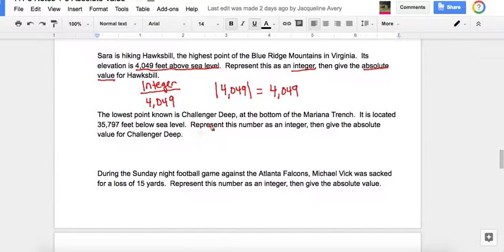Okay, the next one, the lowest point known is Challenger Deep at the bottom of the Mariana Trench. It is located 35,797 feet below sea level. So let's write the integer again. So the integer is, we're looking at 35,797 feet below sea level, so it should be negative.